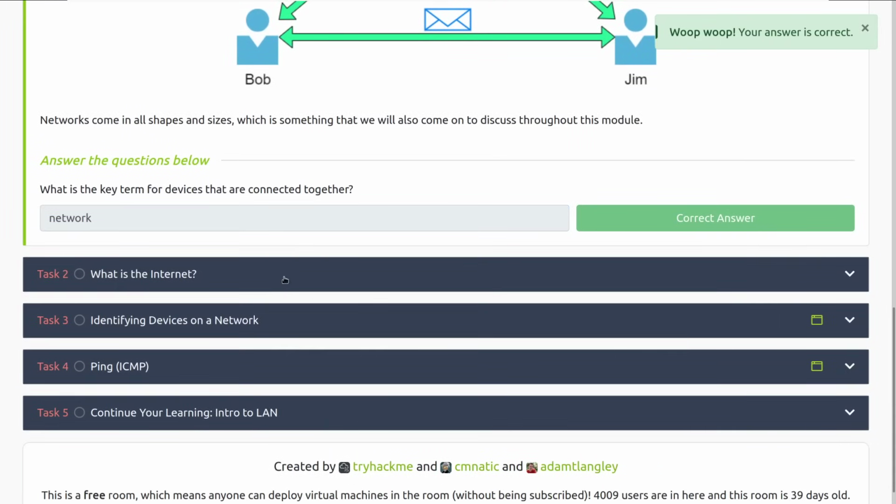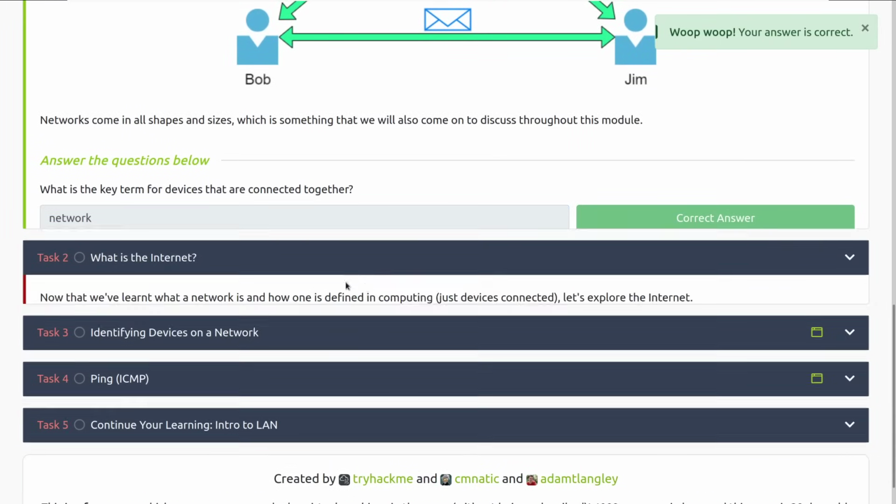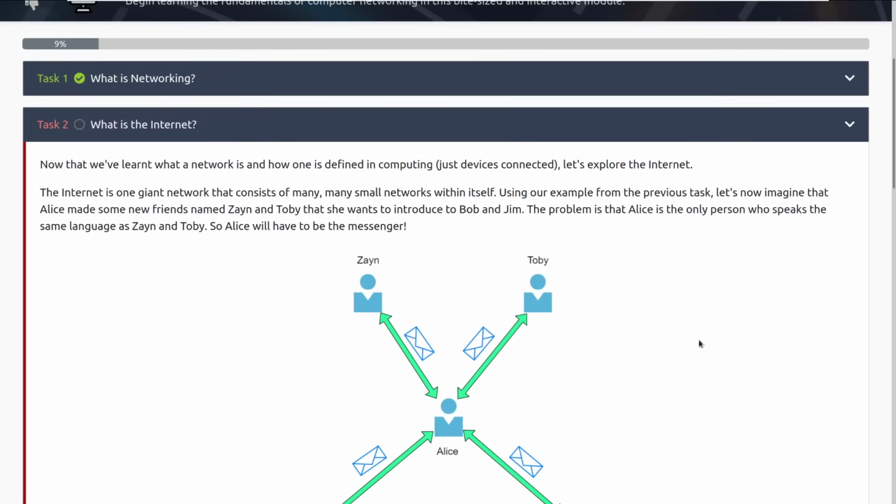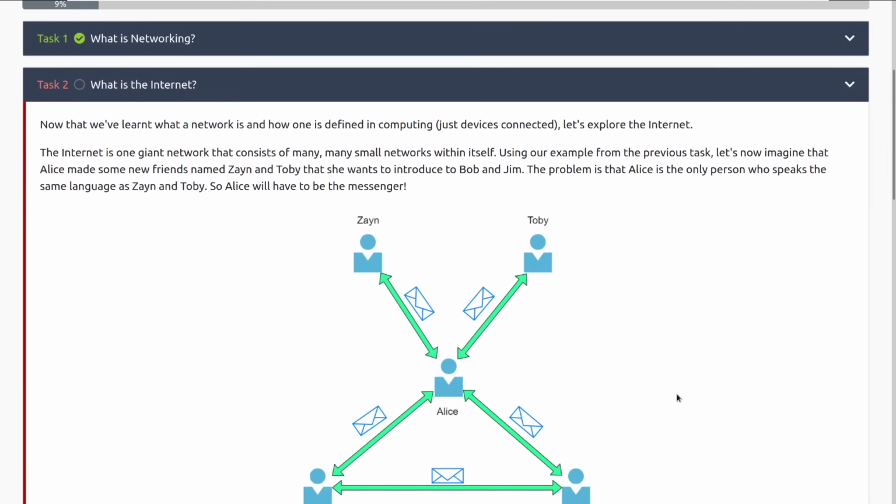And let's go ahead and go into task two, What is the Internet? Now that we've learned what a network is and how one is defined in computing, just devices that are connected, let's explore the internet. The internet is one gigantic network that consists of many, many small networks within itself.